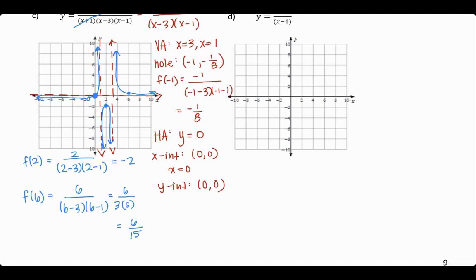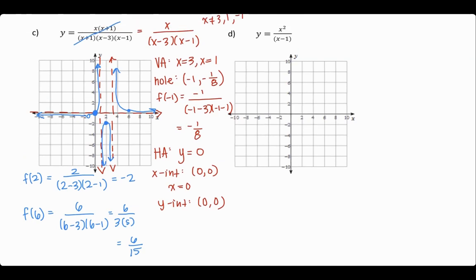Okay, let's look at D now. Let's look at this one. So I have x squared divided by x minus 1. Does this have any holes? No. Does this simplify at all? Can I simplify that? No. So I have x can't be 1. Is that x equals 1 a hole or a vertical asymptote? Vertical asymptote. So my vertical asymptote here happens at x equals 1.